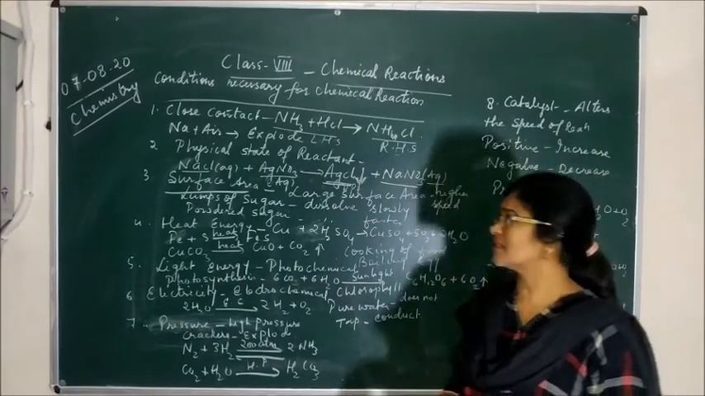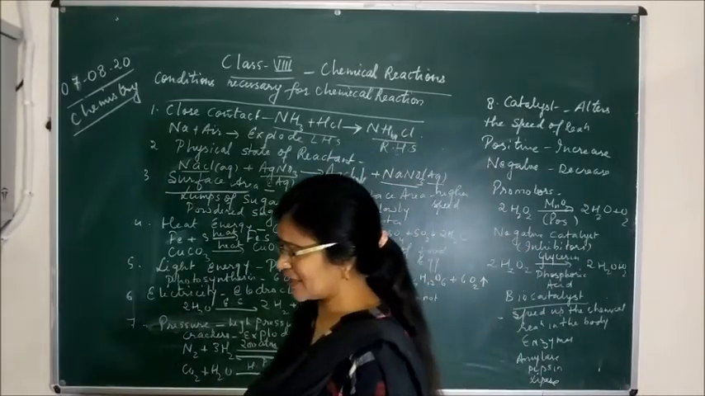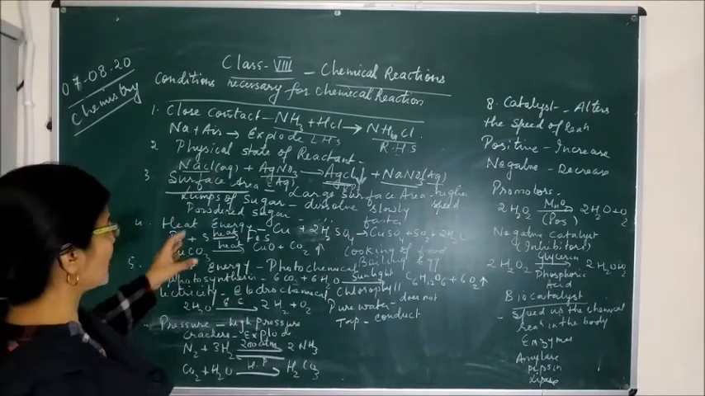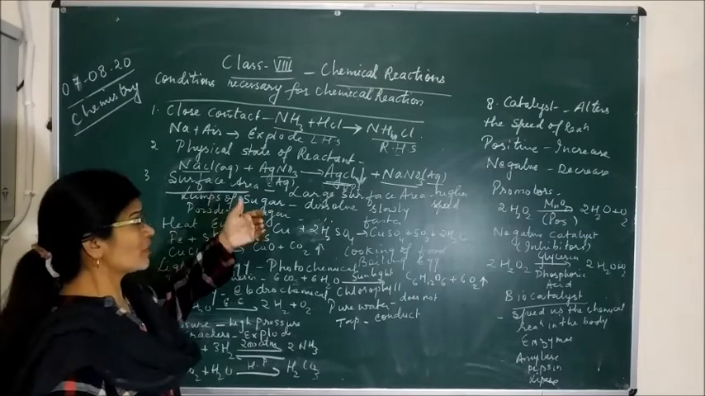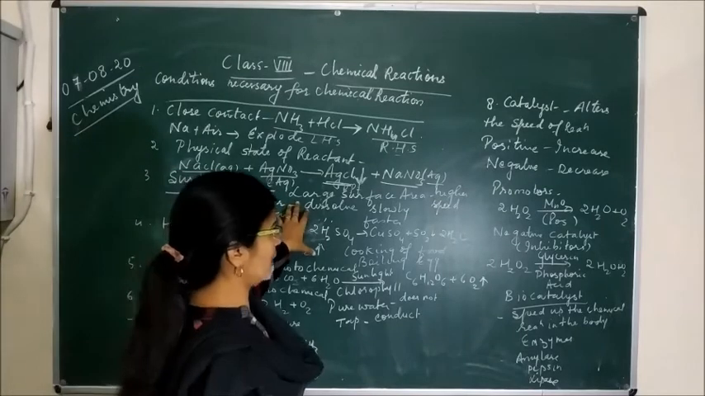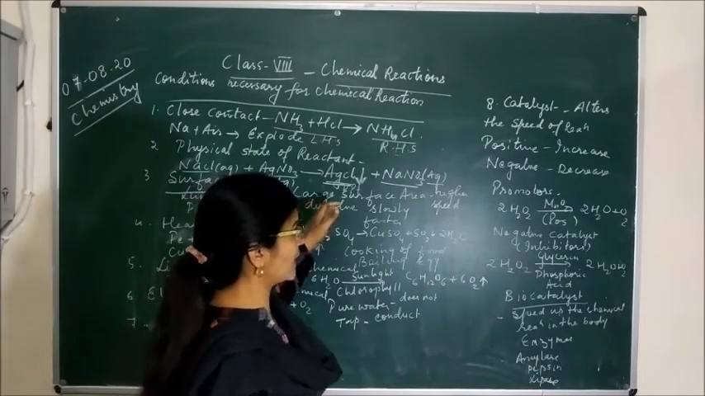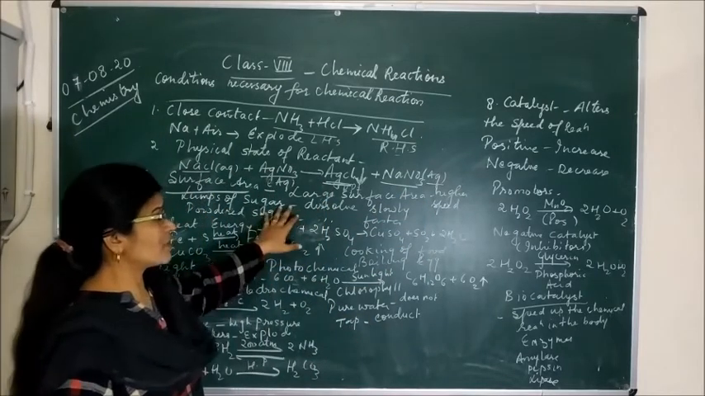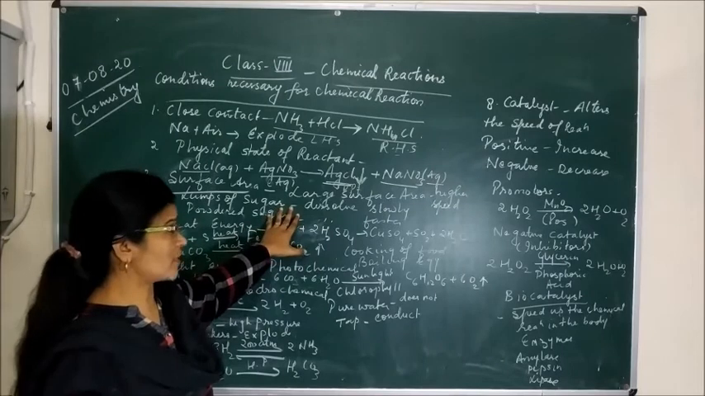Third condition is the surface area. Surface area means the area which the particles of the compound occupy. So the more the surface area of the element or the particles, the higher will be the speed of the reaction, and the less the surface area, the less will be the speed of reaction.